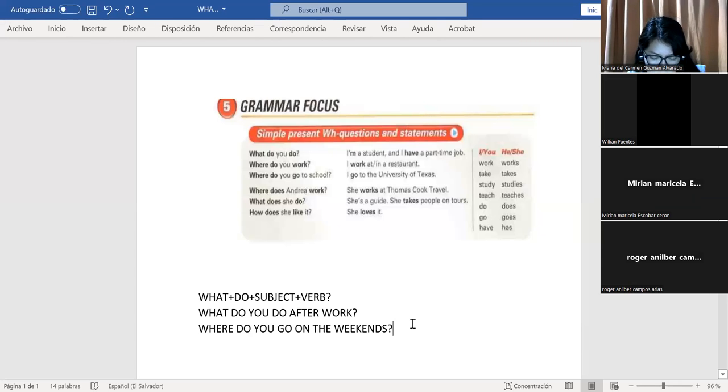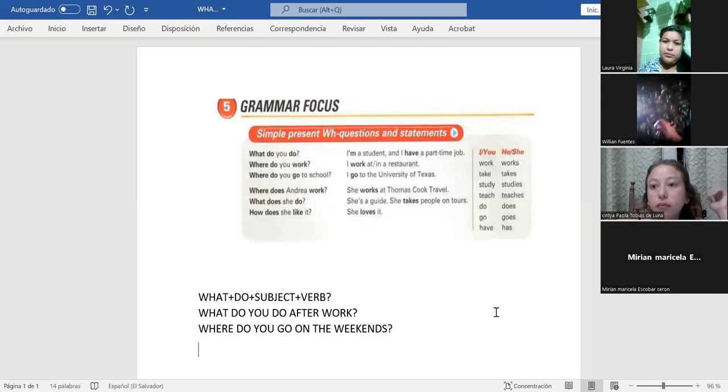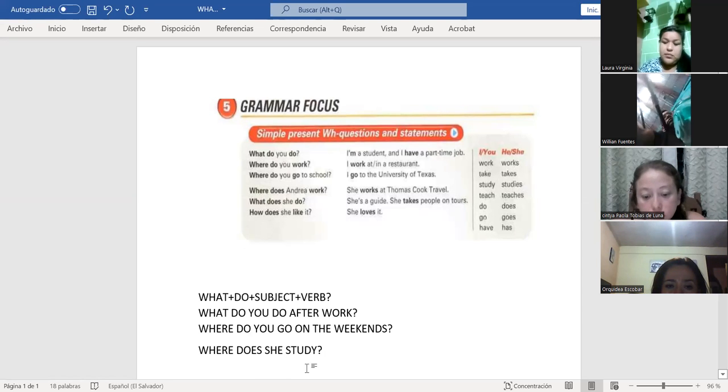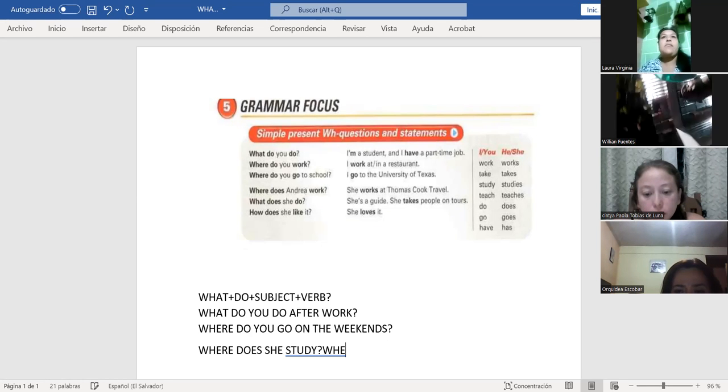Okay, let's study the other pattern. In the other pattern, we have does. We're gonna use does with he or she, all right? Something like, where does she study? Take a look at the grammar pattern.